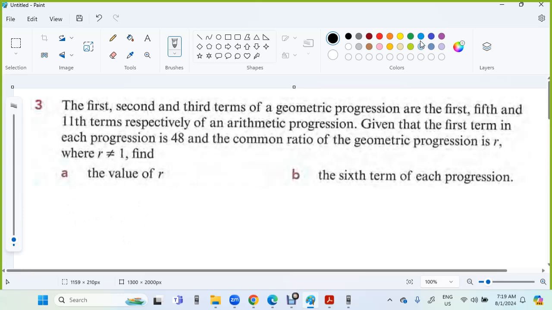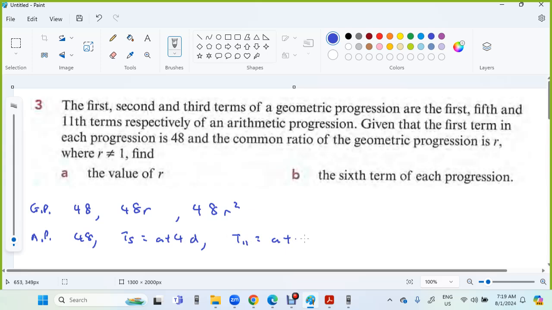So we have 48, 48 times R and 48 times R squared as the first three terms of the GP, and this is equal to the first term of the AP, 48, and the fifth term, which is A plus 4D, and the 11th term is A plus 10D.